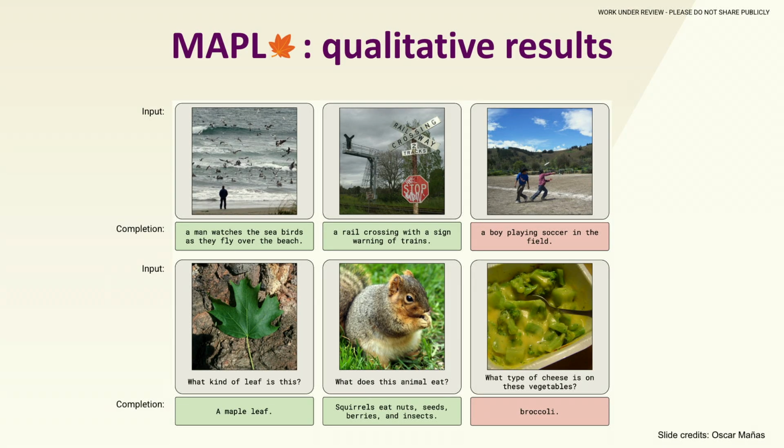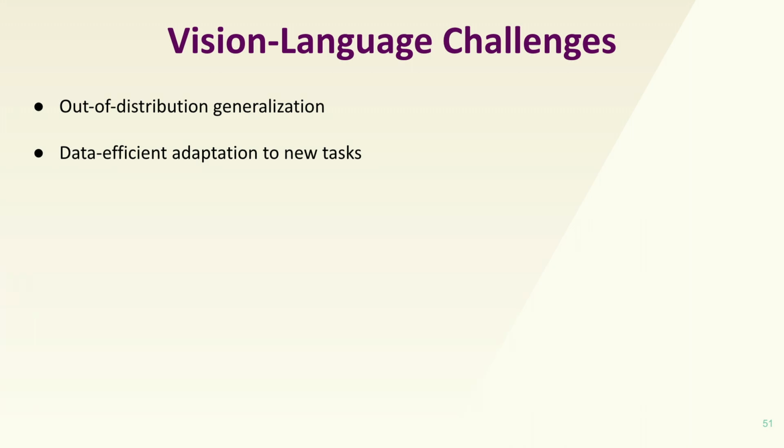So these are some qualitative results. It is not perfect. It fails to identify frisbee. It confuses frisbee with soccer and so on. But it's a step in the right direction. All right, so those were the challenges that I talked about, and we took some steps for each of these to improve upon, and that's the end of my presentation.